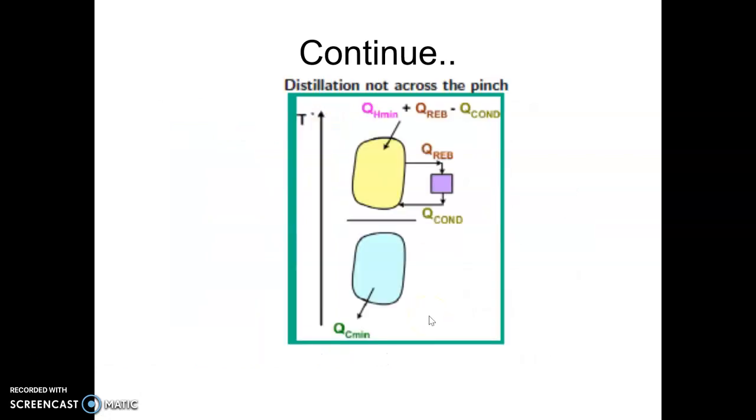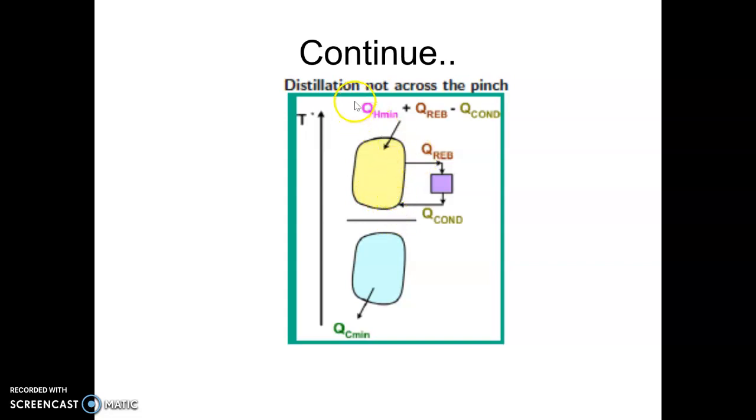Another possibility is that my distillation column is above pinch or below pinch. Above pinch means my distillation column temperatures are both greater than the pinch point. So my pinch point temperature is this. This is my condenser temperature. This is my reboiler temperature. Now in this case, what happens is that I remove energy from the above-pinch area, supply it to the reboiler, and the column itself provides that condenser duty back to the process above pinch only.